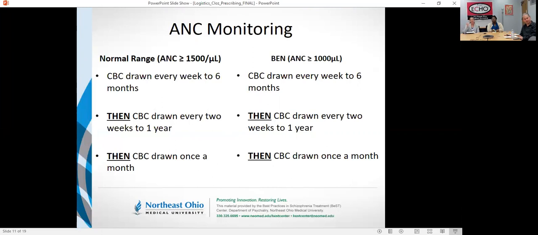month. Now the normal ranges, so there are 2 columns on each of these monitoring slides. The one on the left-hand side is the normal range for the general population. So they're looking for ANC values above 1,500. For those patients that may be a little bit lower at baseline before they're even exposed to the clozapine, their ANC values need to be above 1,000. And those would be considered their normal ranges, and that's what they need to stay in to have the normal monitoring requirements.